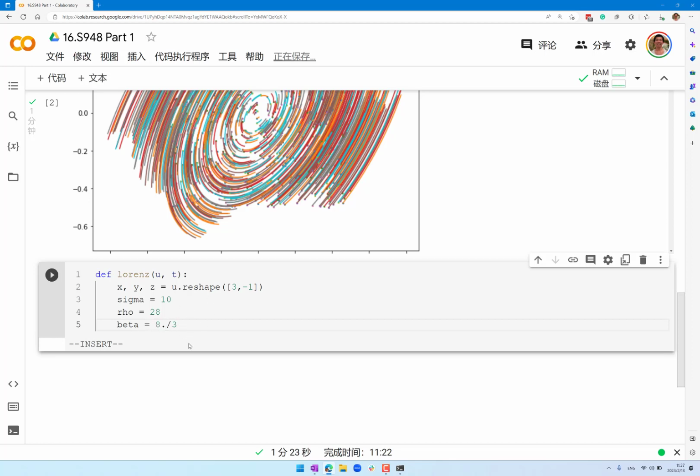So these parameters are what Edward Lorenz, a professor at MIT back in the 1960s, used to model the convection in the atmosphere. The beta is a parameter that describes the shape of the convection cell, and rho is a parameter that defines how big the temperature difference is between high in the atmosphere and low in the atmosphere.